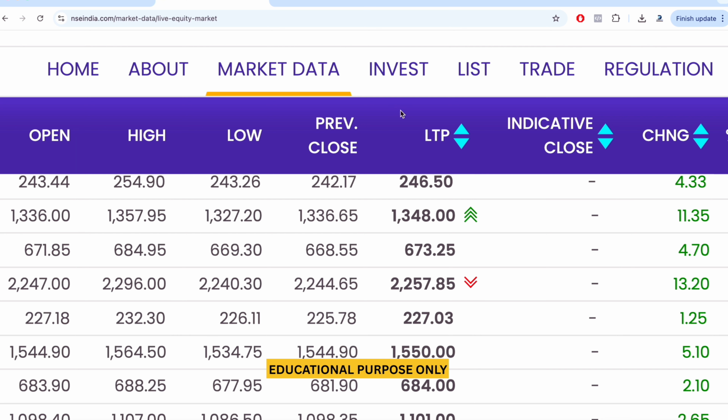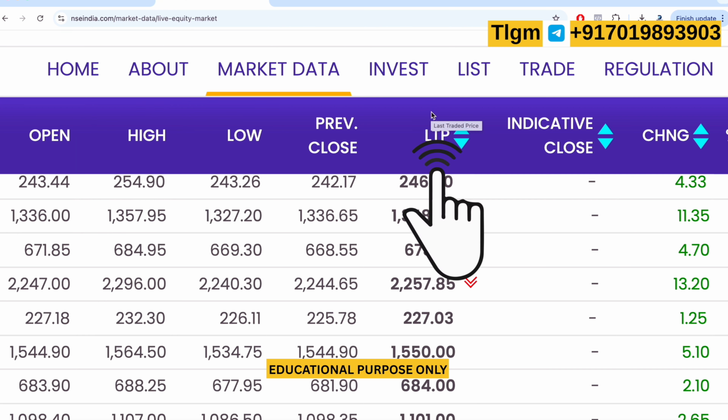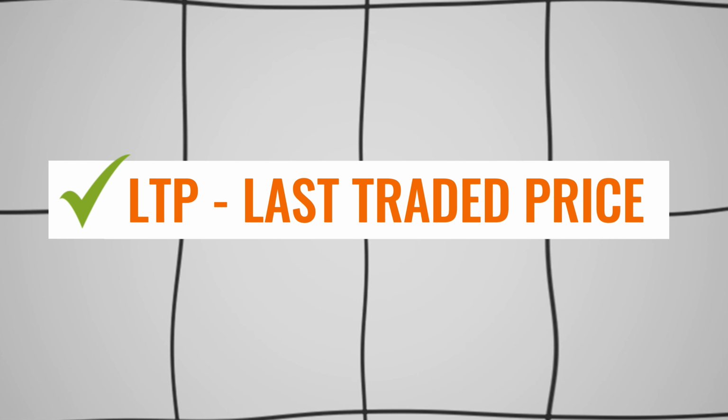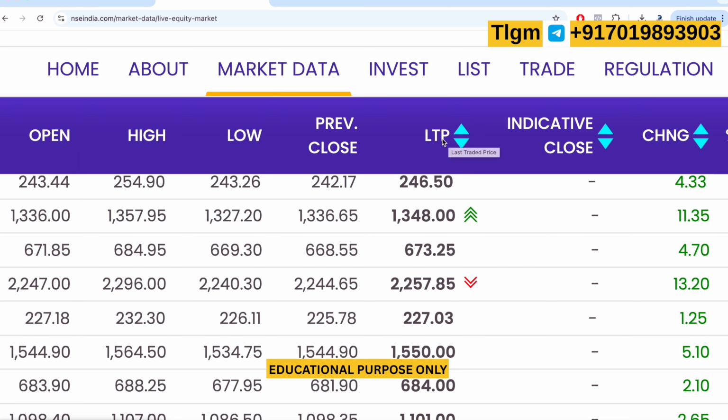Firstly, let's talk about what is LTP. If you open the NSE India website, when you are seeing any stock data or any instrument data, you can see its opening price, high price, low price, and previous close, and next to that you can see something as LTP. LTP stands for last traded price, the price at which the current market is trading. For example, if the LTP is 246.50, that's the current price of that particular instrument or stock.